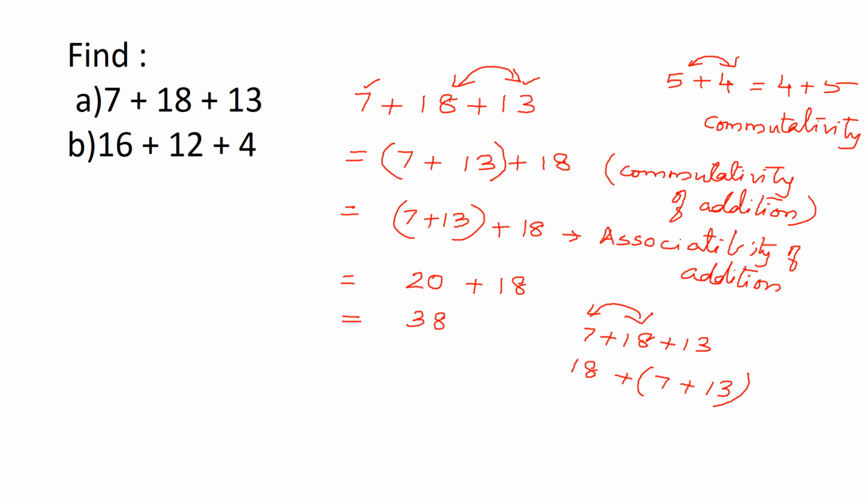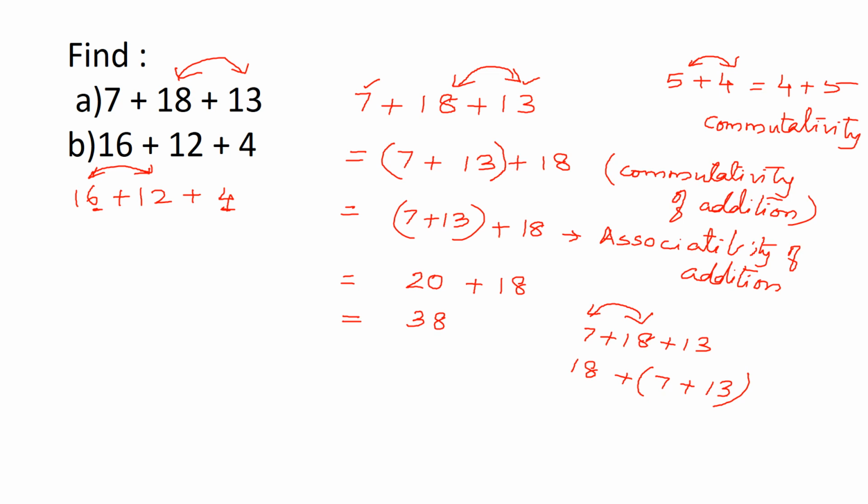Now let us look at the second question here. That is 16 plus 12 plus 4. We have 16 plus 12 plus 4. In the first case, I exchanged 18 and 13. Here I will exchange 16 and 12. Okay, why? Because 6 plus 4 is 10. 6 plus 4 is 10. So I am going to bring 6 and 4 together.